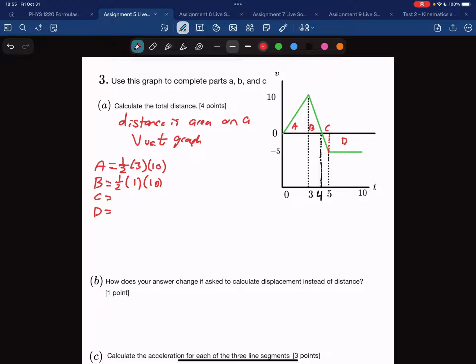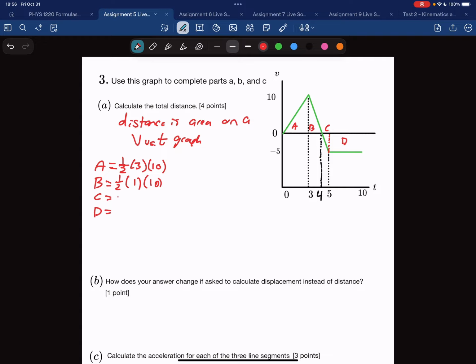And just because the line is going down does not mean it's negative. That area is still above the 0. It's still above the 0 axis. It's still in the positive range of velocities. So it has to be a positive area because it's above.